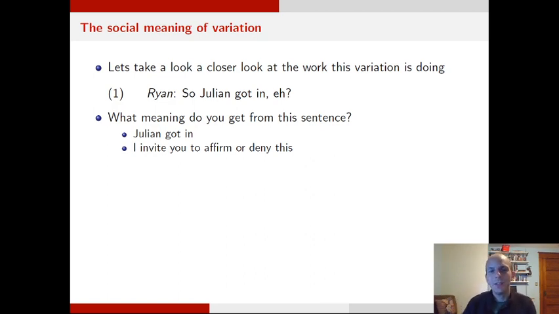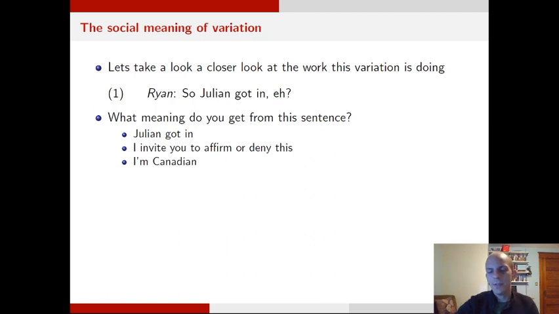Another sort of meaning that this utterance is having, but there's more to it. We, as speakers of English, get more out of this sentence than that. Right? We understand things about the sentence, and particularly the way this sentence is said. So, "Julian got in, eh?" That tells us things, right? Probably saw me flash it on the screen. Oh, a terrible tragedy, but I'm not doing this again.